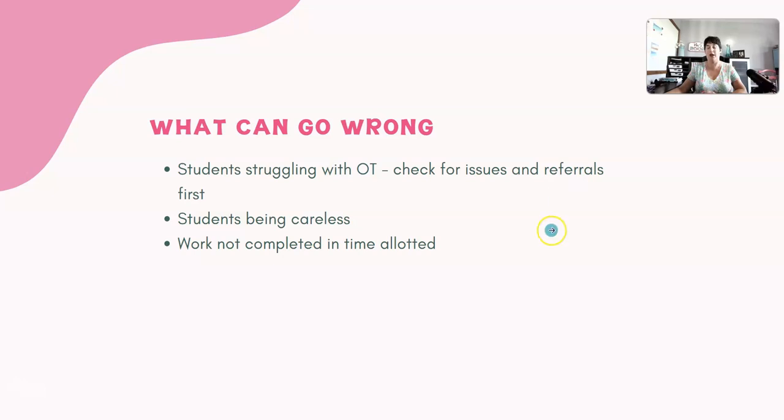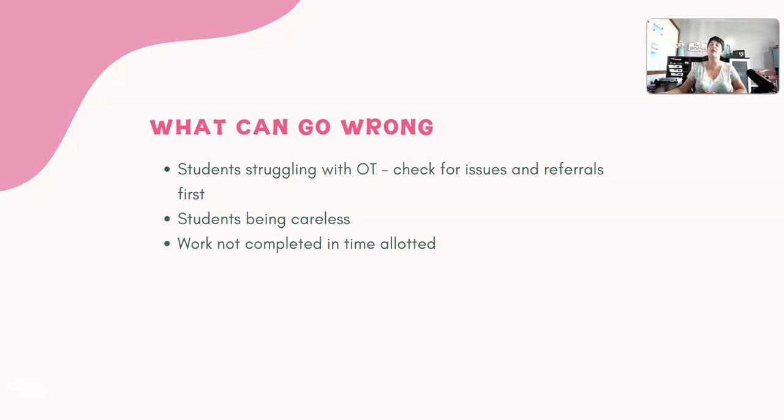What can go wrong? Okay. So obviously you can have students, especially in grade 3 where they've never done cursive before, that are struggling with OT. So you need to check for issues and make referrals first and make allowances for a grace period for them to mature and for them to come along in their fine motor skills.